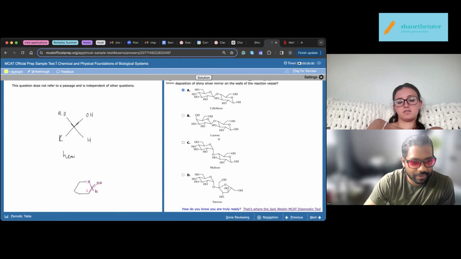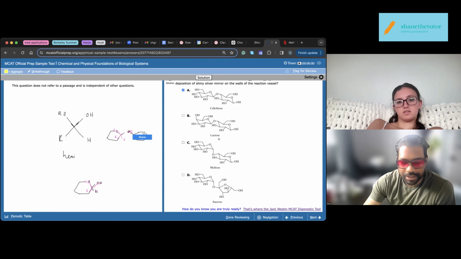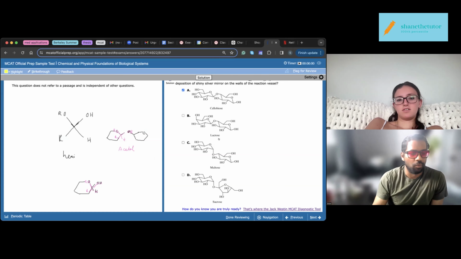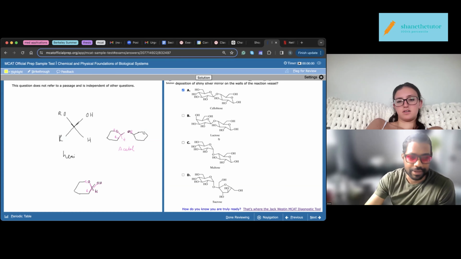But when you have a glycosidic bond form like that, we still have the R, we still have the H, we still have this OR, but we don't have the OH anymore. This turns into another OR. So now this is not a hemiacetal, it's just an acetal. And now these cannot be reducing sugars.